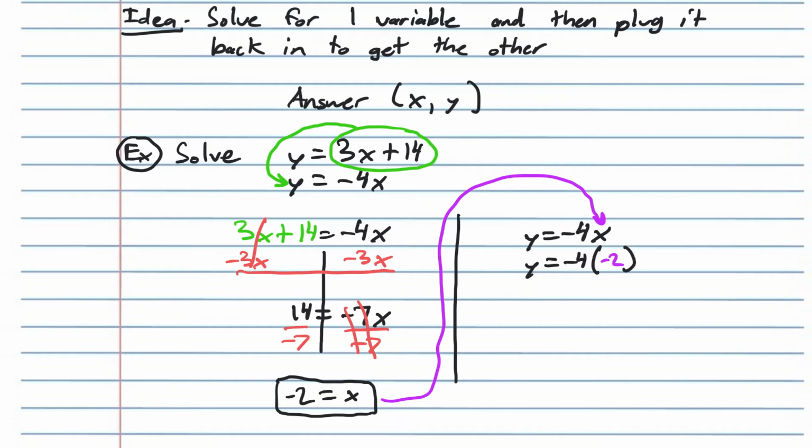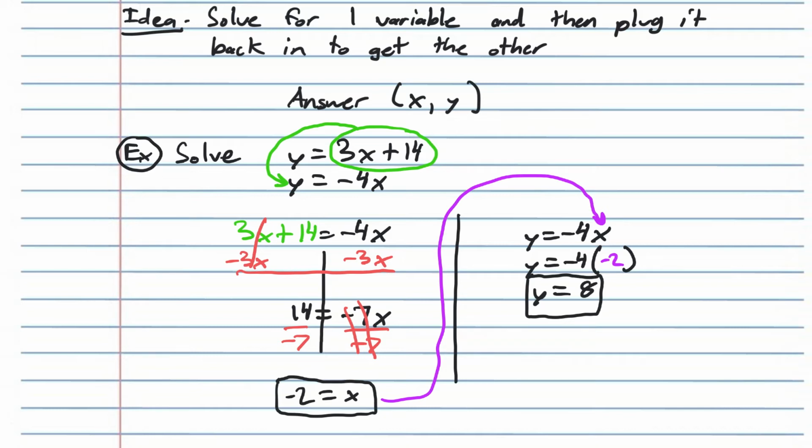Okay. Now again, this equation is pretty simple. Negative 4 times negative 2. Well, the negatives cancel each other out. And we get y is equal to 8. Okay, great. Now we know what x is and we know what y is. We know what both pieces are. But you still haven't actually answered the question yet.